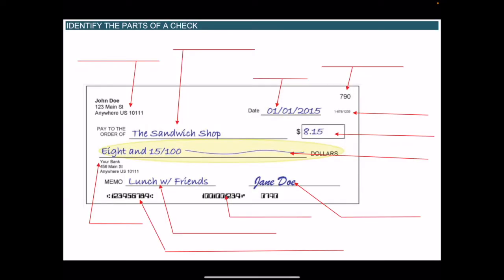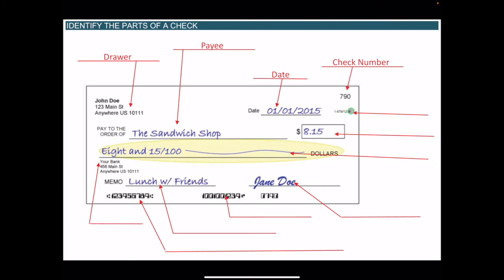Next, we're going to identify the parts of the check. Okay, we're going to start with this part right up here. This one is the drawer. That's the person that owns the check, John Doe. This line here, the sandwich shop, is the payee, who you are writing the check out to. This line right here is the date. This line here would be the check number.